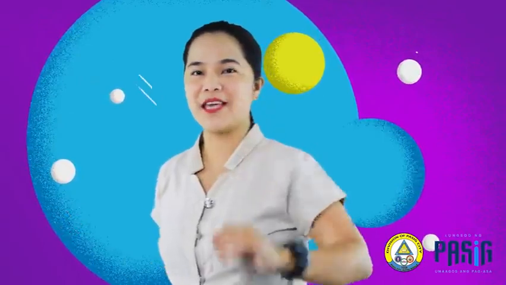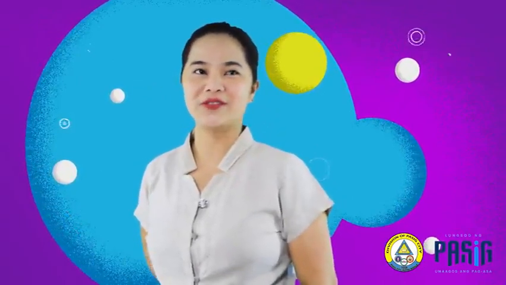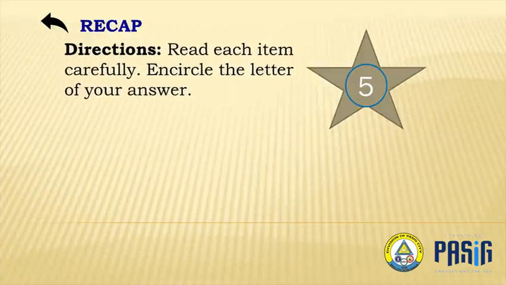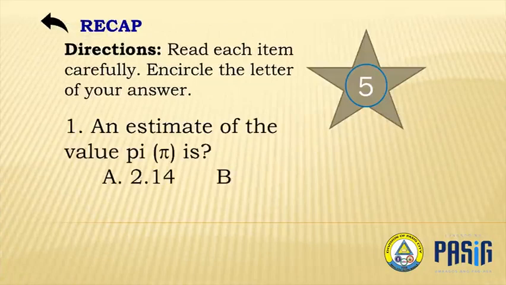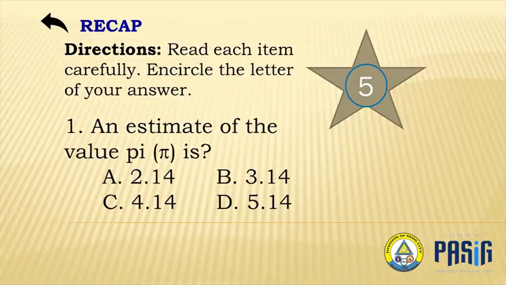You will have 5 seconds to answer each question. Read each question carefully and circle the letter of the correct answer. For number 1, estimate of the value pi. Is it A, 2 and 14/100, B, 3 and 14/100, C, 4 and 14/100, or letter D, 5 and 14/100?